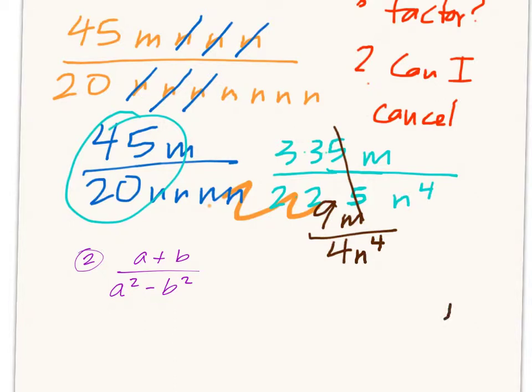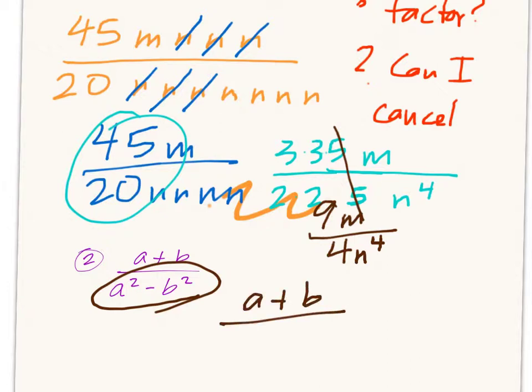Okay, let's do number 2. I have nothing to cancel on the numerator, but down here in the denominator I have a difference of squares, a squared minus b squared. That's a pattern that you kind of just have to memorize as the 2 factors subtracted times the 2 factors added together.